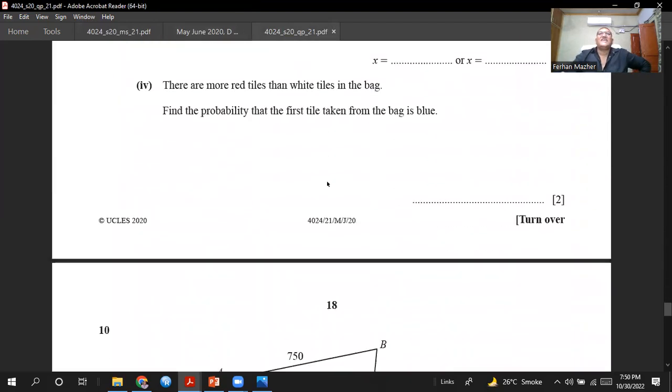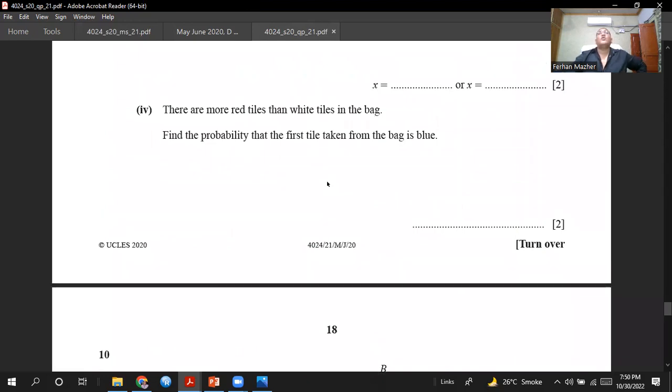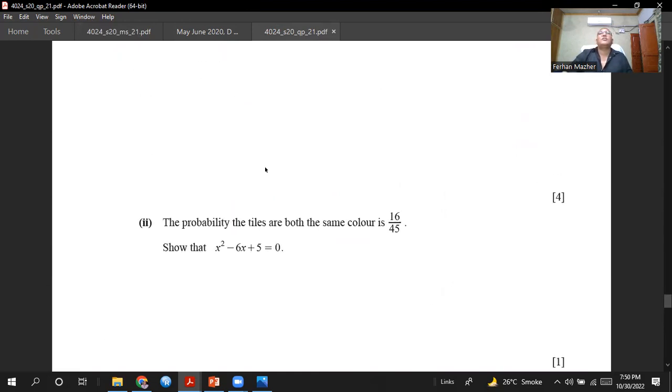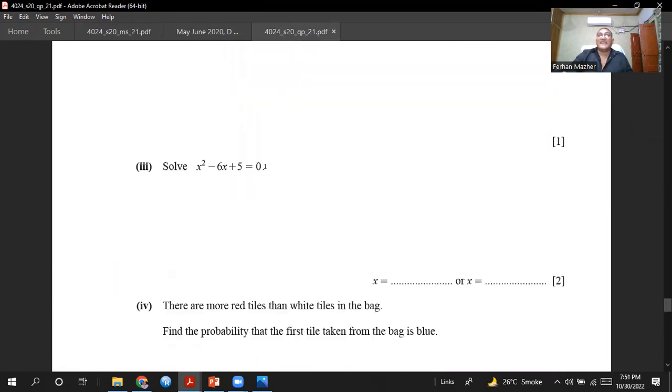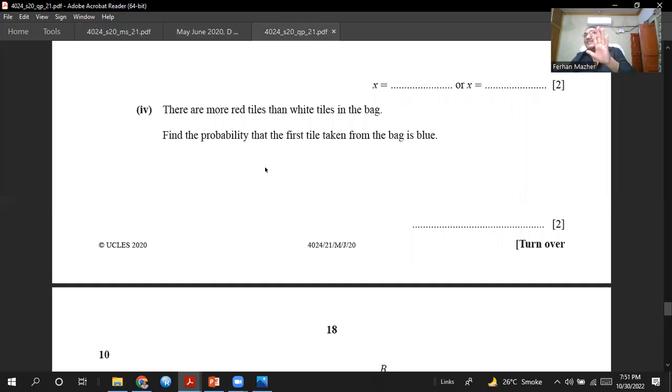Okay, now he says there are more red tiles than the white tiles in the bag. Find the probability that the first tile taken from the bag is blue. So he's saying there are more red tiles. You know, how many red tiles are there? There are 4 red tiles. It was given in the question. And now he says there are more red tiles than the white tiles.